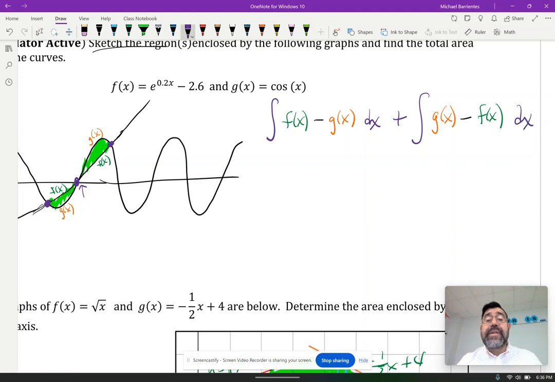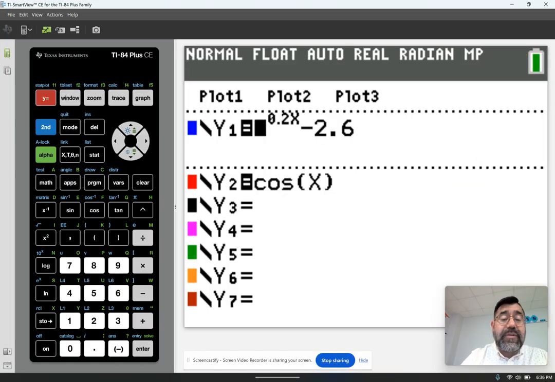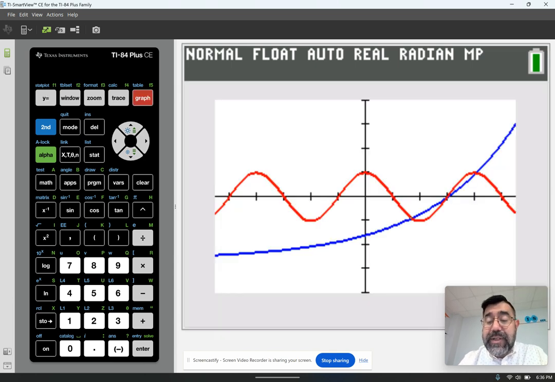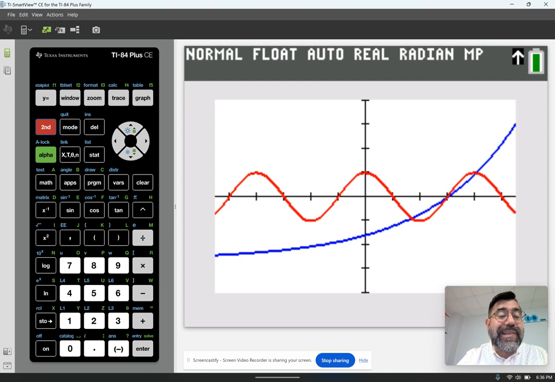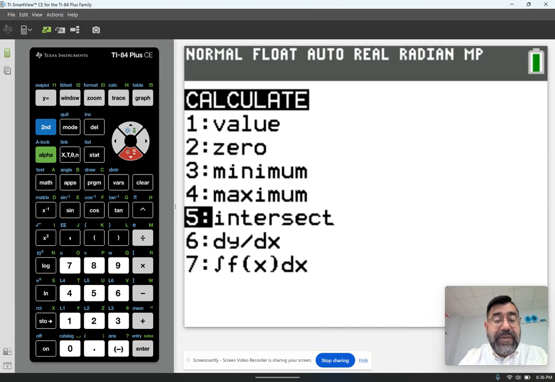So all I need to do is A, find out where they intersect, and then B, use my calculator to set this up. So I went ahead and loaded these in the calculator. Now we need to find the intersection. How do I find the intersection between here, here, and here? Well, there's a feature called intersection. If you press second trace, option number 5 is the intersection point.